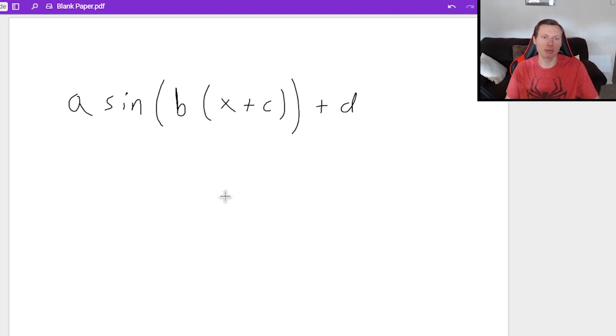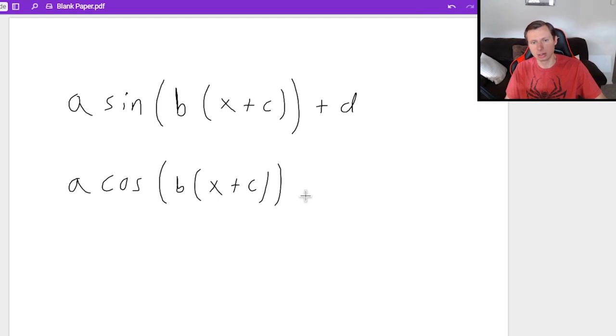And we're going to be talking about all four of these things. They all mean different things. And by the way, if you want the cosine, it's the exact same thing, except cosine starts at a different value than sine. But it looks identical. So let's talk about what all of these variables mean.